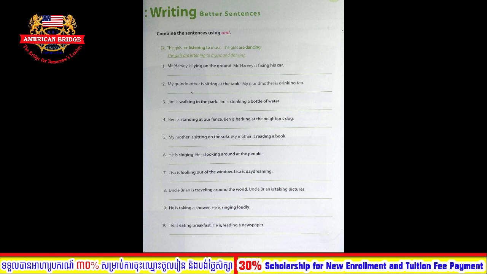Number four, Ben is standing at our fence. Ben is barking at the neighbor's dog. Notice all the words in bold, in dark black, are the action words. They are verbs. Very good. Right, so Ben is standing at our fence and barking at the neighbor's dog.